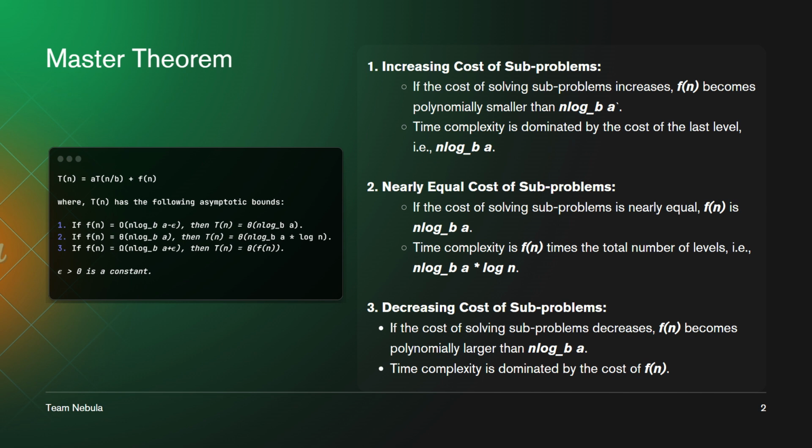If the cost of solving the subproblems at each level decreases by a certain factor, the value of function f of n will become polynomially larger than n raised to the power logarithm base b of a. Thus, the time complexity is dominated by the cost of function f of n.